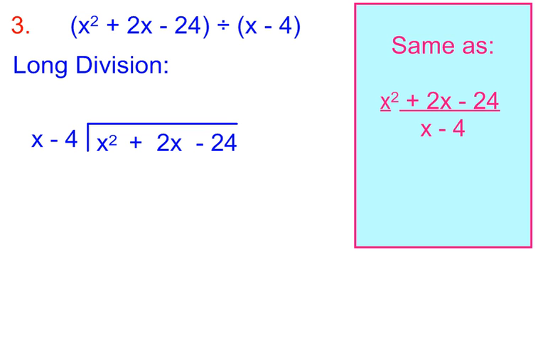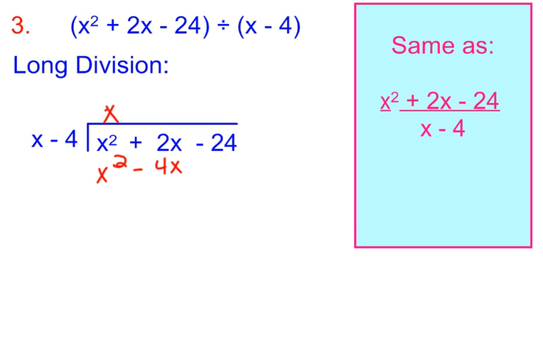So this is the same problem you did with synthetic, the first one yesterday. We would say, how many times does x go into x squared? Or you could say, what times x makes x squared? So I'm going to say x. X times x makes x squared. So then I'm going to distribute this x to both terms here. So I'd have x times x is x squared. X times a negative 4 is negative 4x. I'm just going to get rid of this so we're not so full of stuff here.